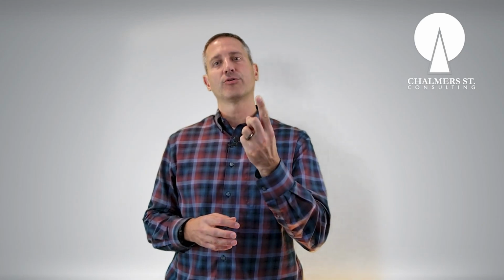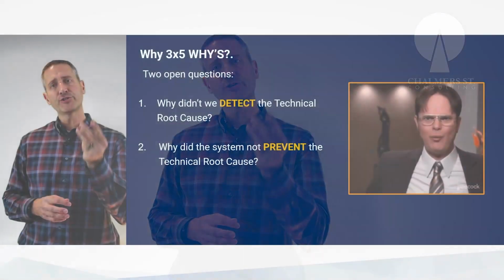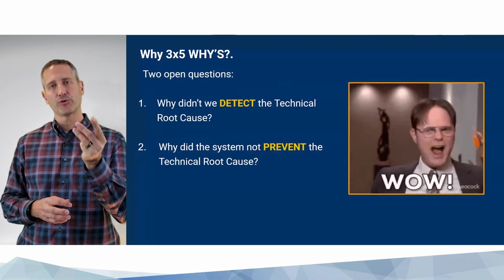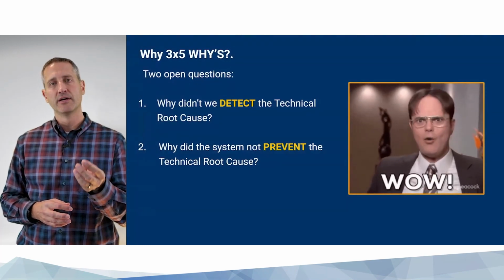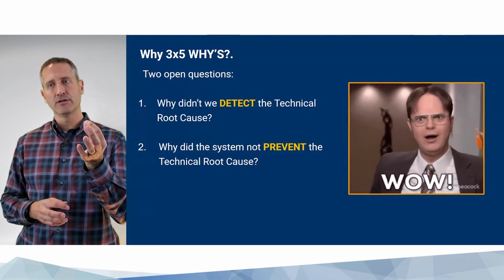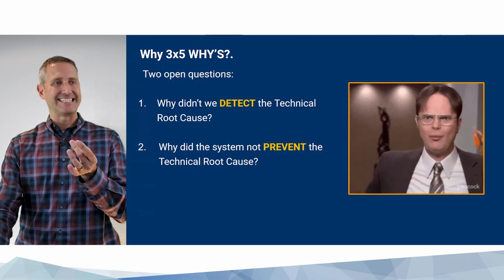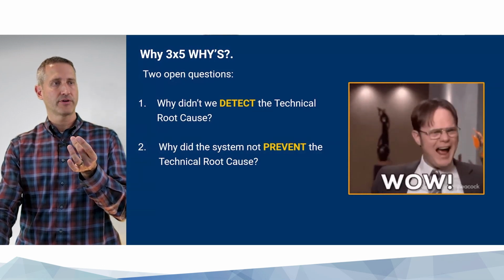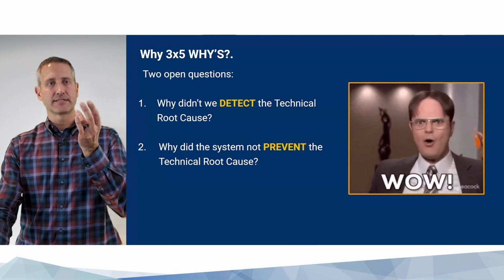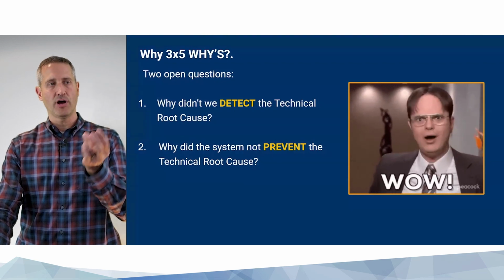So when we talk about the 3, one of the 3 is technical root causes. The other 2 are systemic root causes. So that's what we mean when we say 3 by. Technical, systemic detection root causes, okay, and systemic prevention root causes.